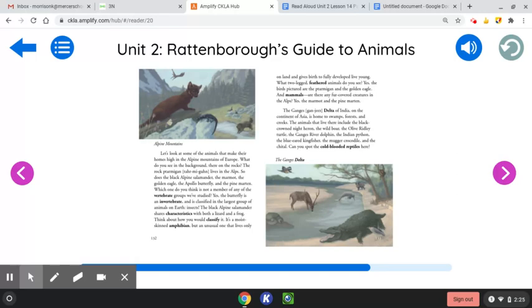What two-legged feathered animals do you see? Yes, the birds are the ptarmigan, and I lost my place looking at how to pronounce it, just a second. And the golden eagle, of course. In mammals, are there any fur-covered creatures in the Alps? Yes, the marmot and the pine marten. Okay.